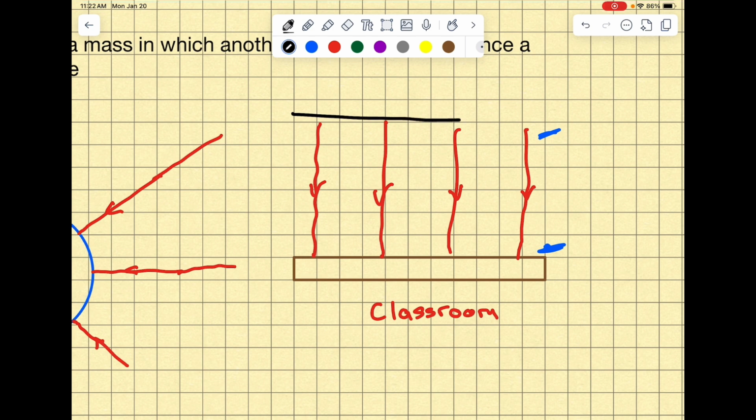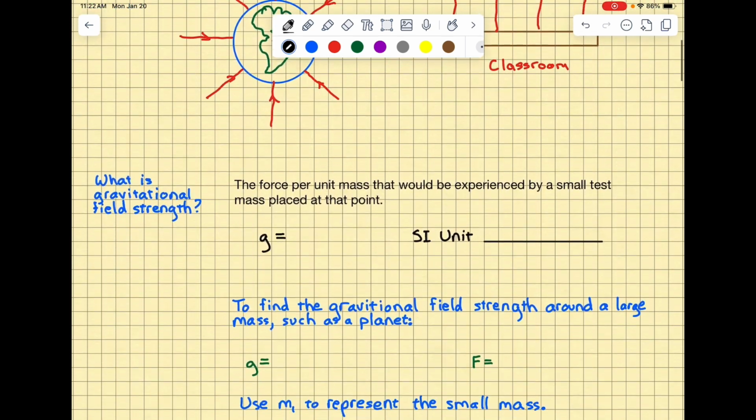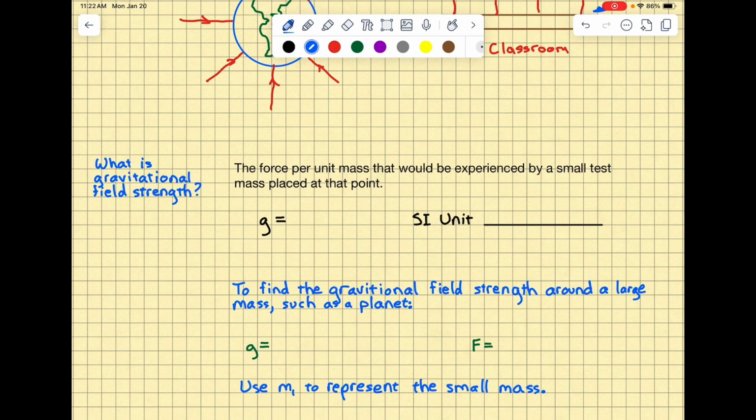In case you weren't able to pick up on this, this top would be the ceiling, assuming I'm spelling ceiling correctly. So the gravitational field pointing down. Okay. So what is gravitational field strength?